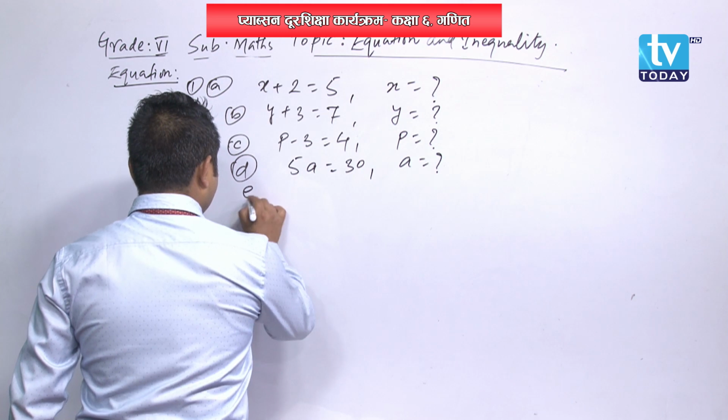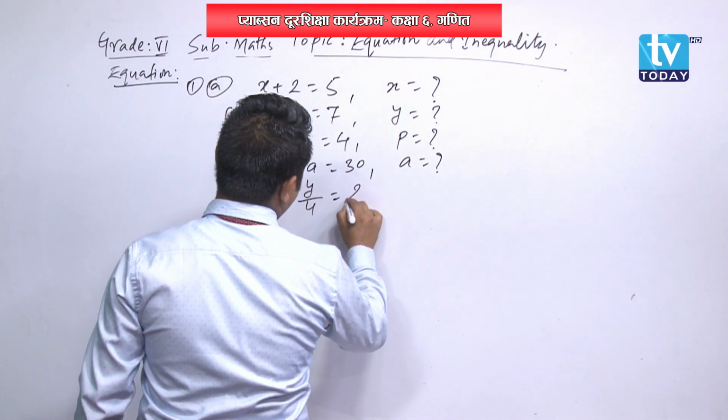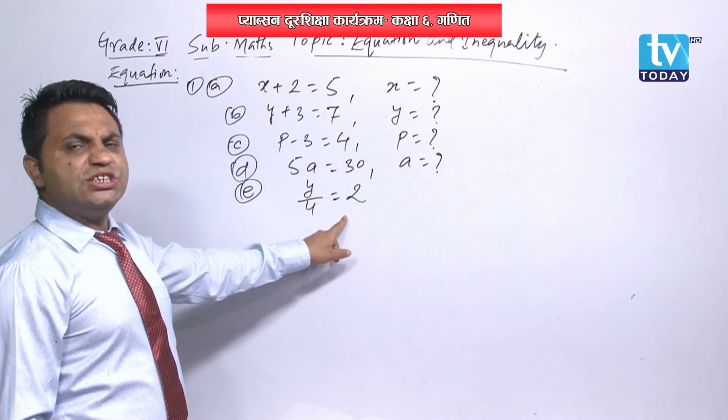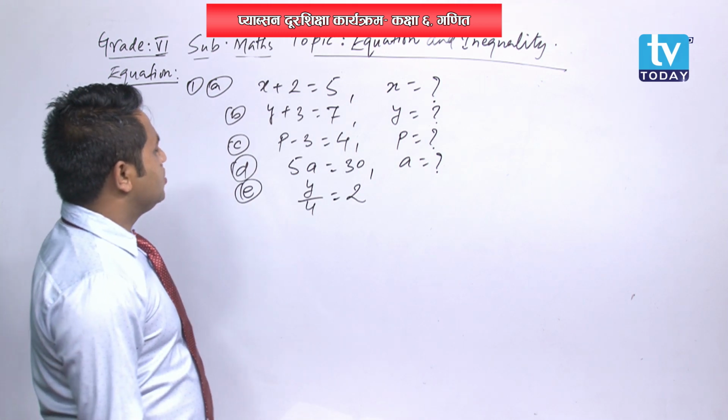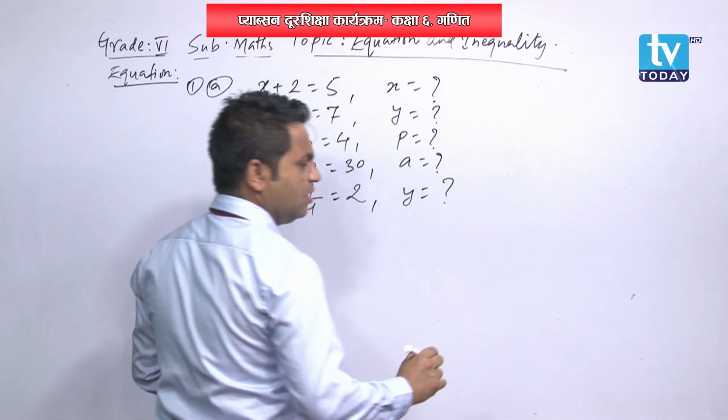This is also an equation, although there is a multiplication symbol. Number E: y upon 4 equals 2. This is also an equation because there is a variable y and there is an equals to symbol. Then what will be the value of y?